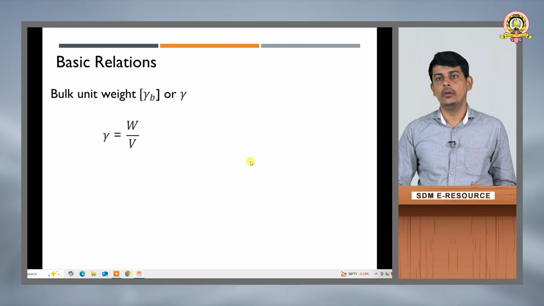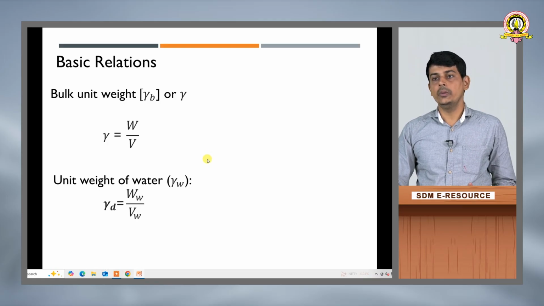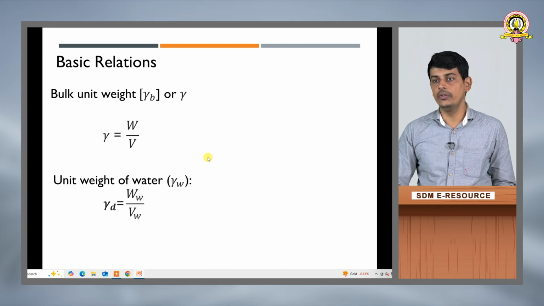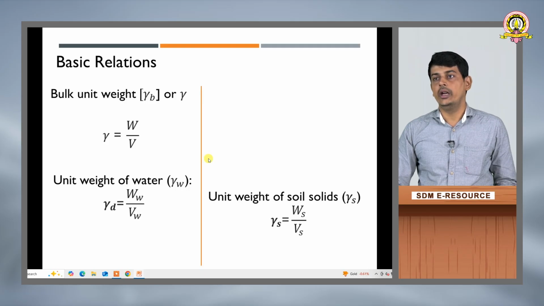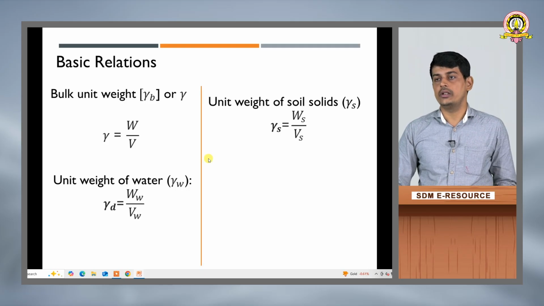And coming to the bulk unit weight, it is another very important aspect concerning soil engineering, and is defined as total weight divided by volume. It is a bulk density. And similarly, in the field we can find the bulk density using tests such as the core cutter method. And unit weight of water, that is represented as gamma w, is the weight of water divided by volume of water. And we have unit weight of soil solids, represented as gamma s, that is weight of soil solids divided by volume of soil solids.